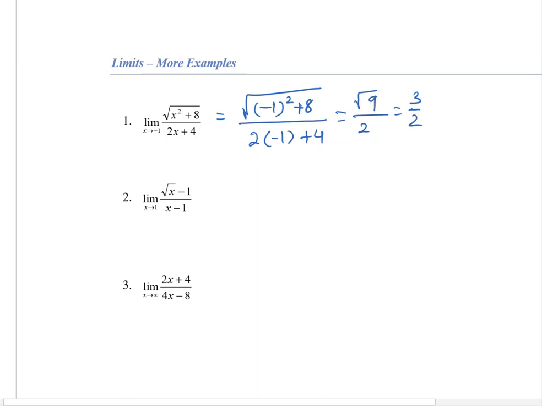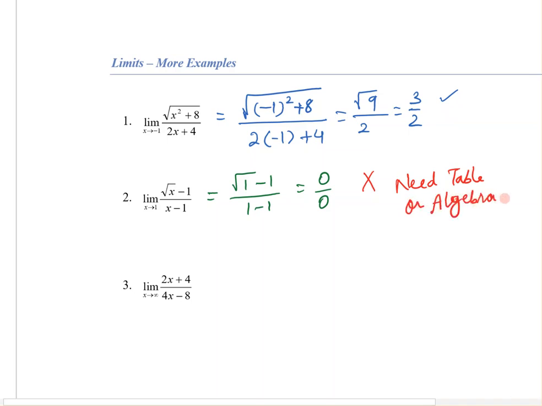All right, so good enough. That is our value of the limit. We got a finite number. Let's try the next one. In the next one we have the square root of x minus 1 over x minus 1. If I try to use Cauchy's rules and plug in the value of x, replacing x by 1, what we get is a 0 over 0 form. So it doesn't work here. Either we need a table or we need the algebraic method to solve it. We need to do some algebra before we can actually plug in the values.